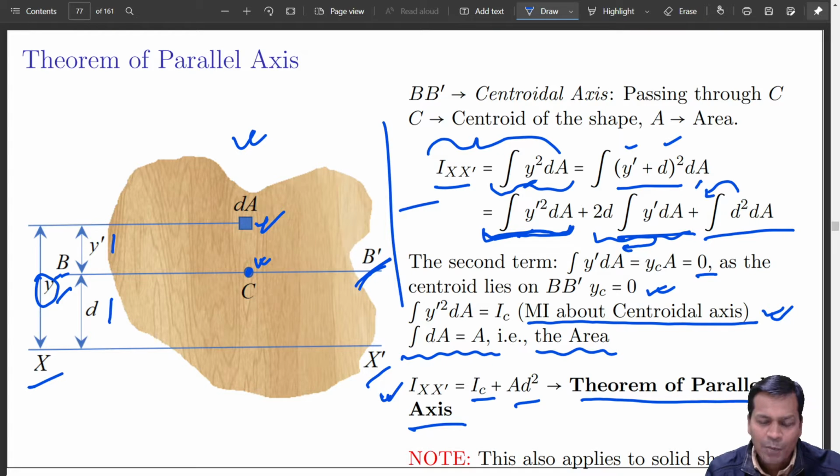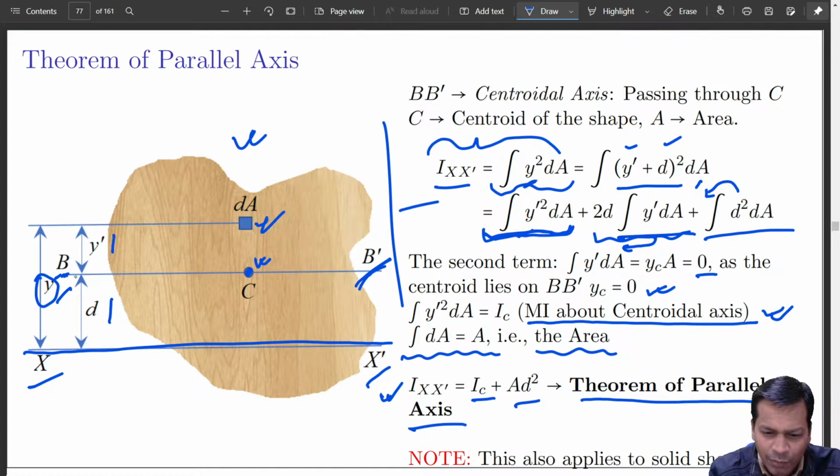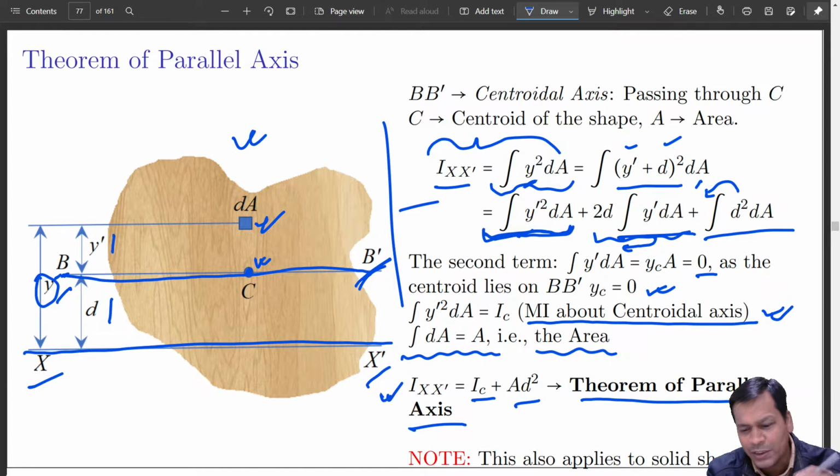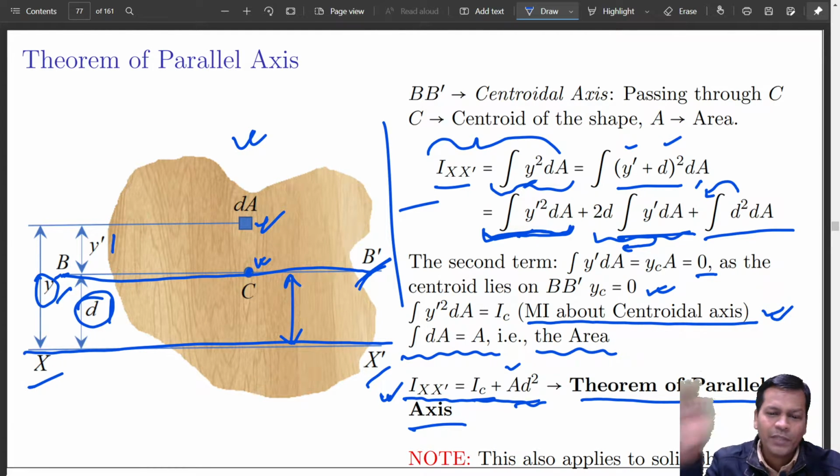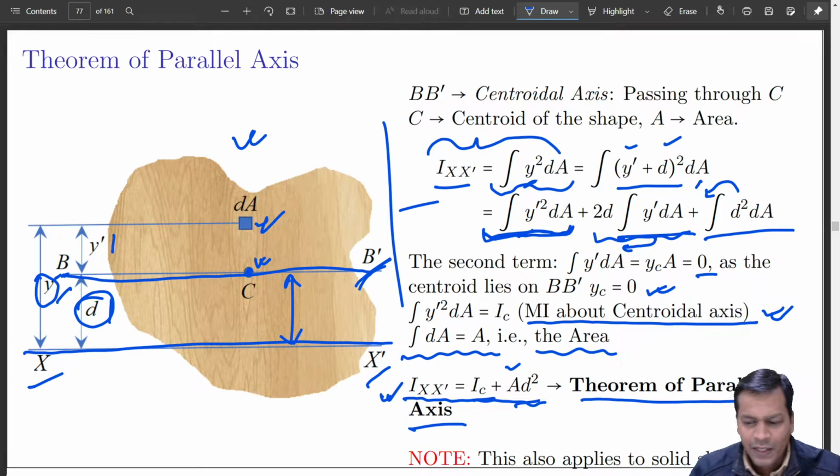What it says: moment of inertia about an axis is equal to the moment of inertia about the axis passing through its centroid, plus area into the distance square between these two. So it exactly appears like the parallel axis theorem that you have studied in higher school. Is it not? Yes, please tell me.